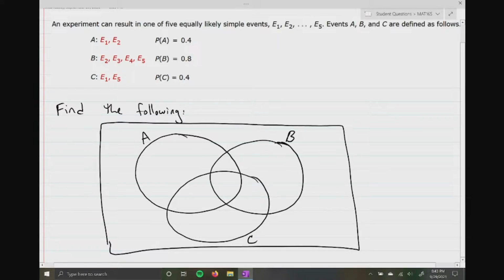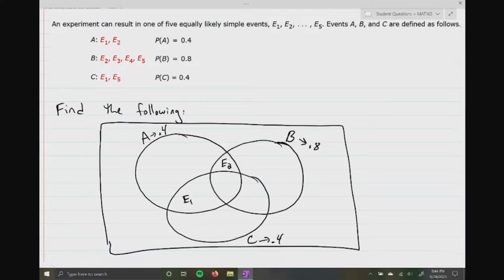And we know the probability of A is 0.4. The probability of B is 0.8. And then the probability of C is 0.4. Now I'm going to start listing all my events within this Venn diagram. If you look at events A and C, they have E1 in common. So I'm going to put E1 right here. If we look at sets A and B, they both have E2 in common. So I'm going to put in E2 right here. Now, all I have to do is fill in the rest.